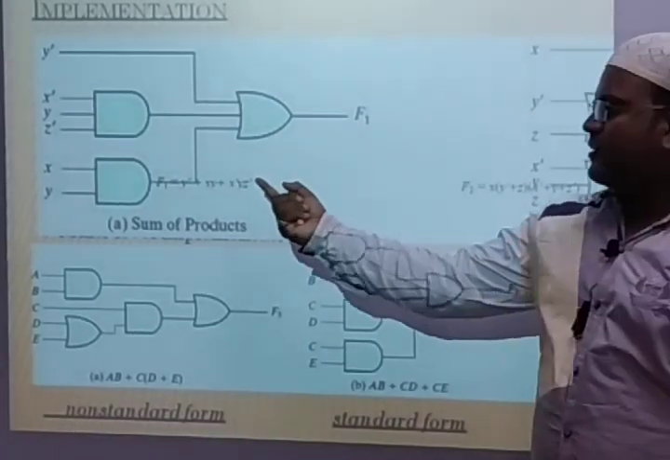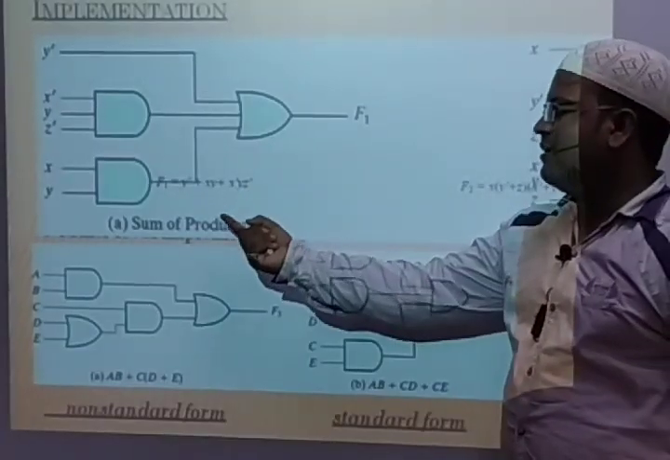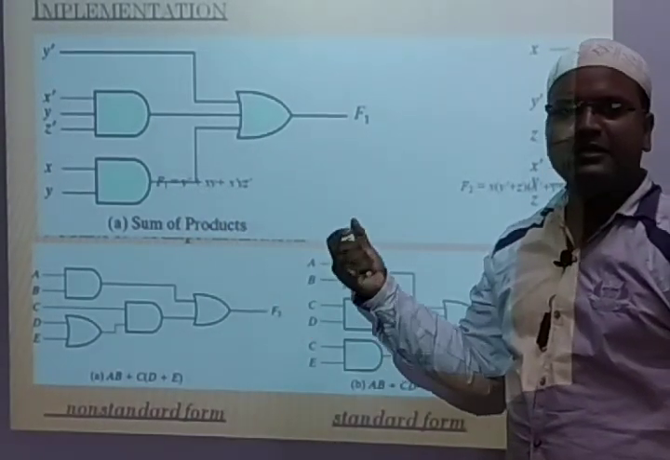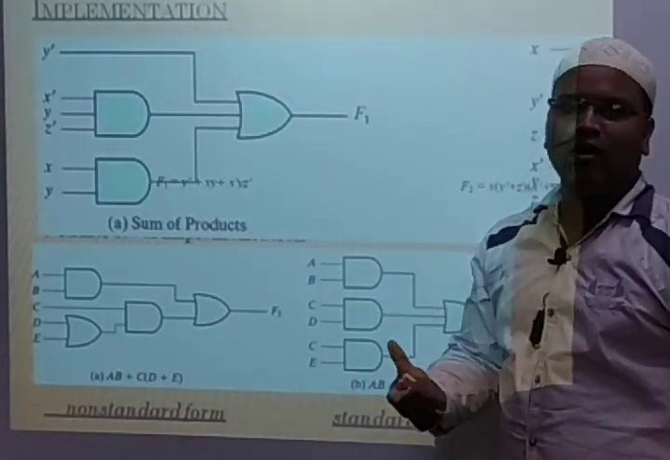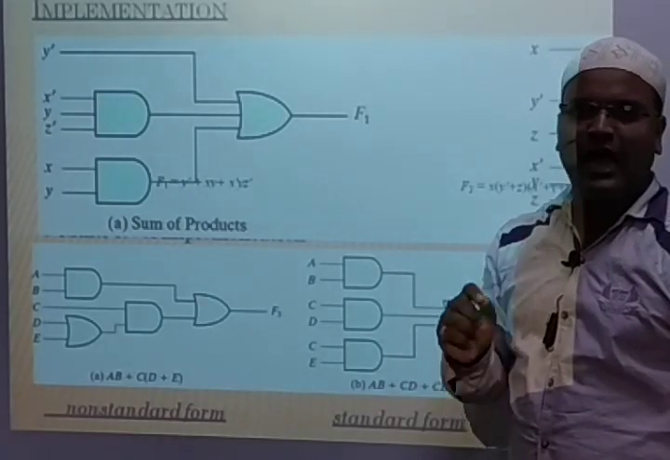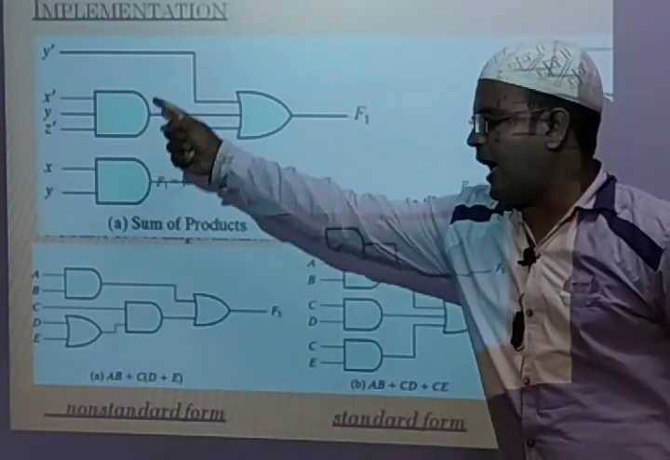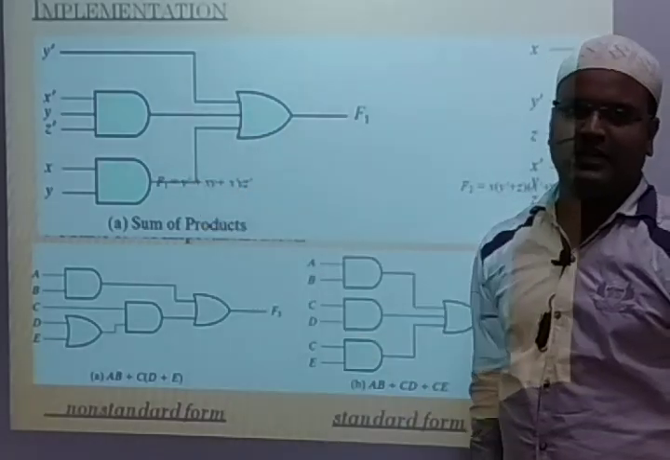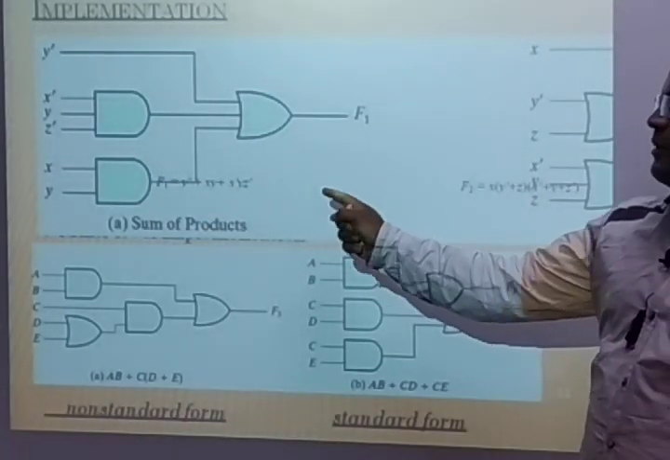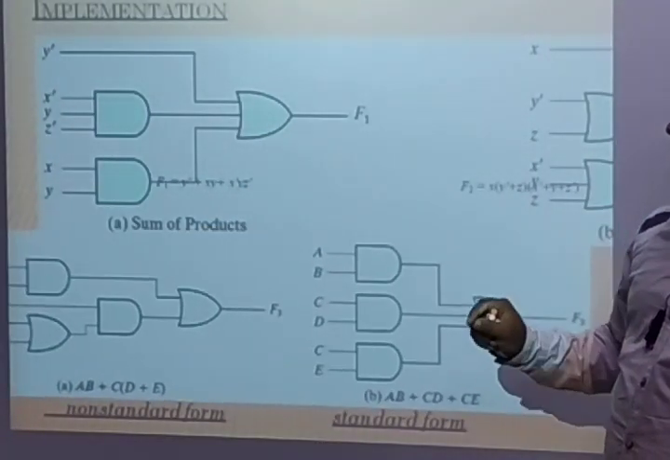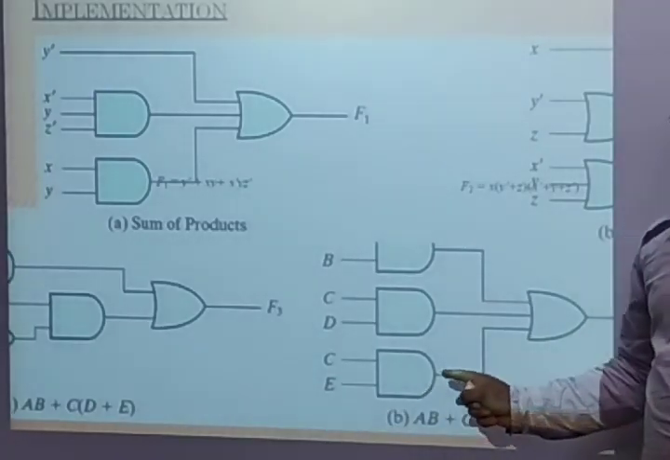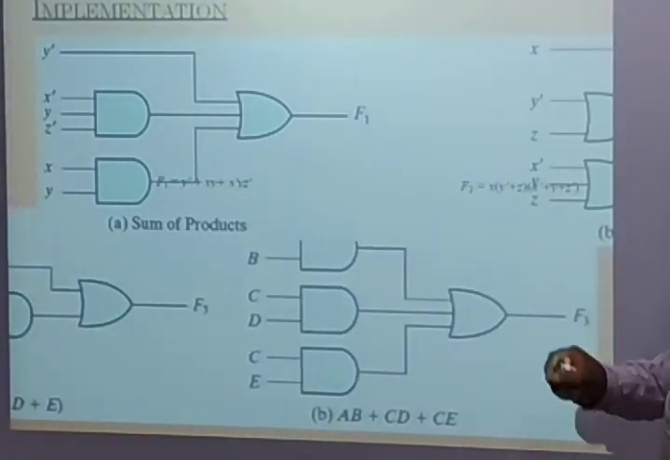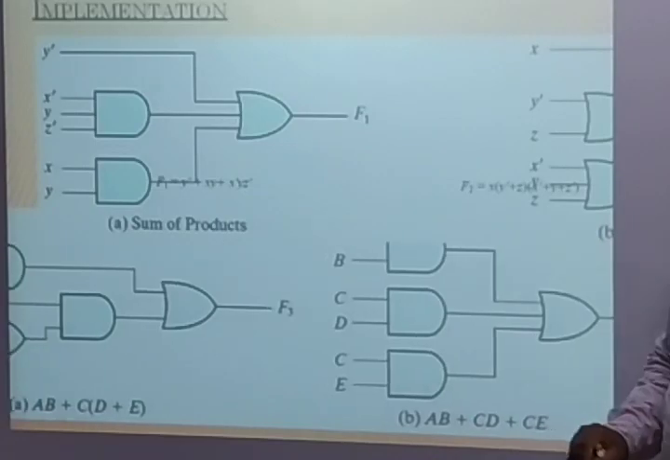So the question is to implement by using sum of products. That means only AND gate and OR gate. These 2 gates only we should use, the AND and OR approach. For that we use AND gates and OR gates and we have designed. So this is the implementation of this function F1, this is the implementation of function F2, and this one is F3.